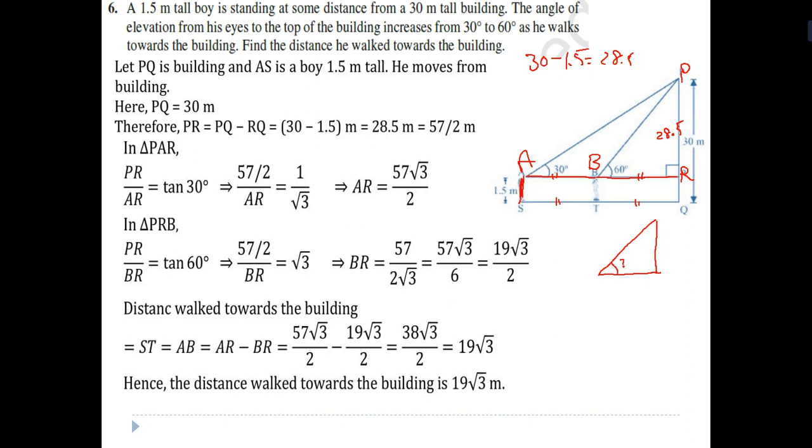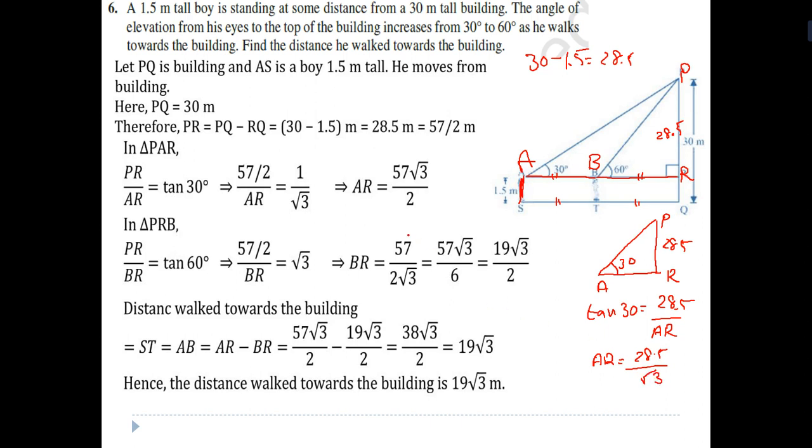So here it is 30 degree. P, R, and here we have to write A. So tan 30 means opposite, that is 28.5, upon AR as it is. So tan 30 is equal to 28.5 upon AR. So AR is equal to 28.5 upon tan 30. Tan 30 means 1 by root 3.